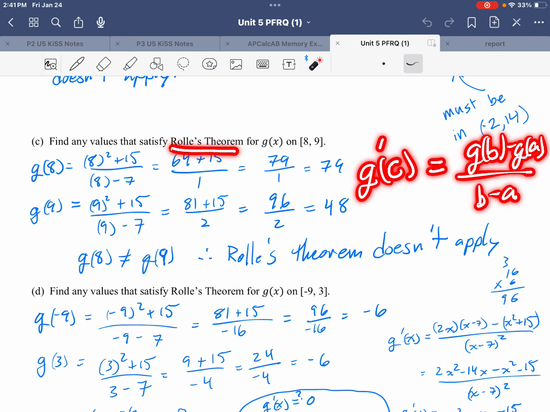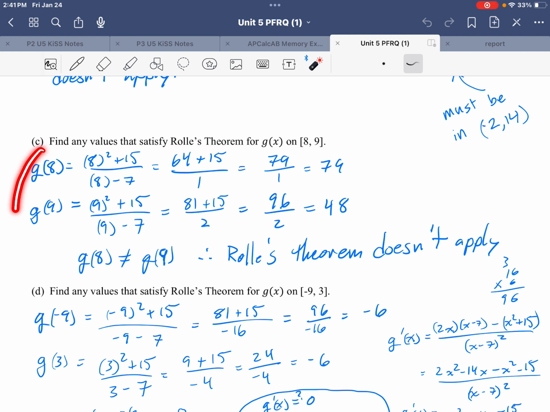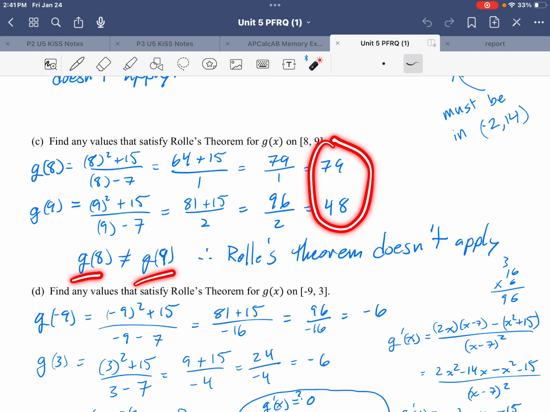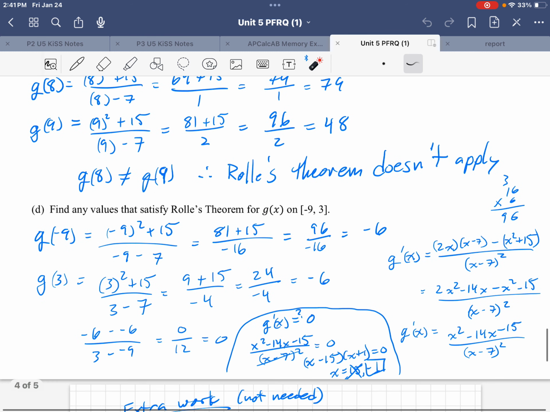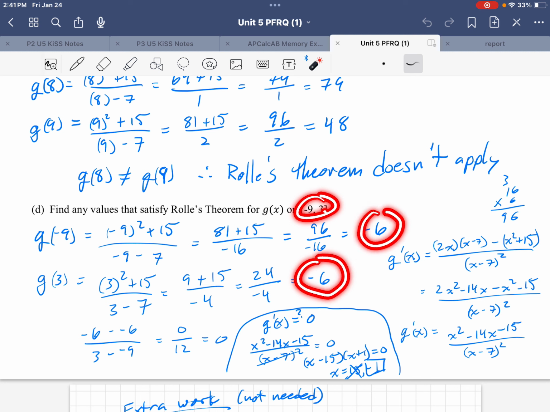So in order for Rolle's theorem to apply here, our two y values at the top, they have to subtract and give you 0. And the only way you can subtract two numbers and get 0 is if the y values are the same. And so what I did here is I first found the y values for these, and I got 79 and 48. And because when I subtract these, it doesn't equal 0, or you could say because they don't equal, Rolle's theorem doesn't apply.